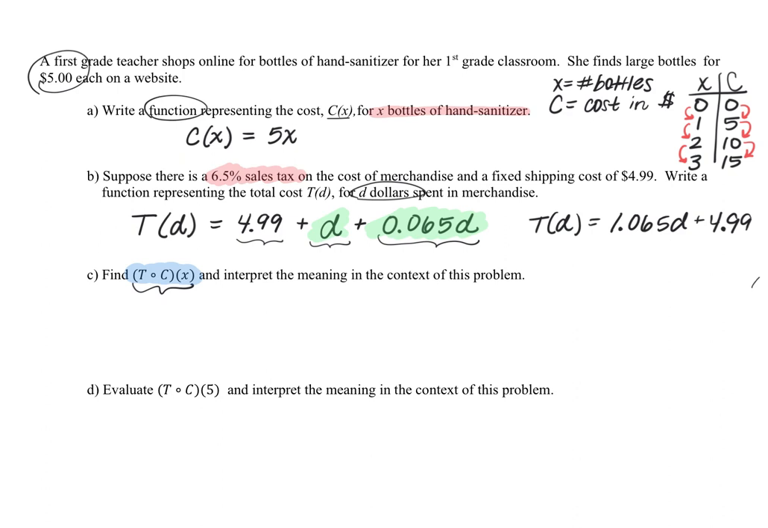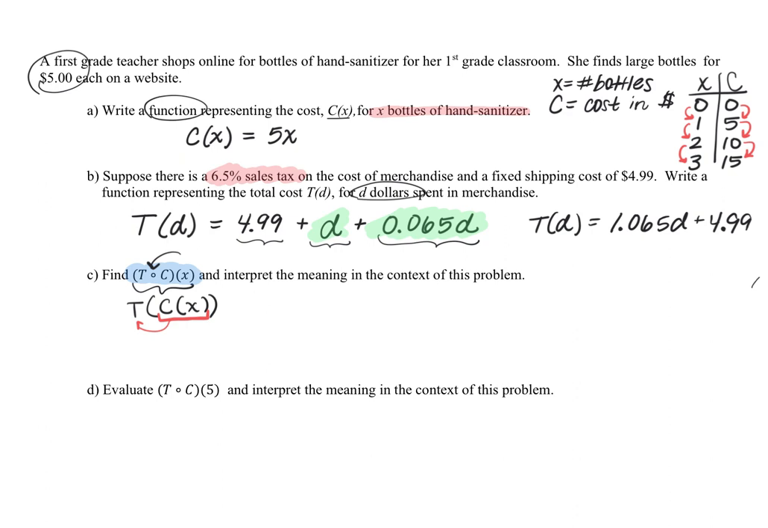So this is T of C of X. That could also be written like this, T of C of X. And that's getting rid of that open dot, which tells us we have composition, and rewriting it in this form with the parentheses. I like this form though because this helps those of us that are visual. We can see that the C function, the cost function, is being inputted. It's inside of the T function, the total cost function.